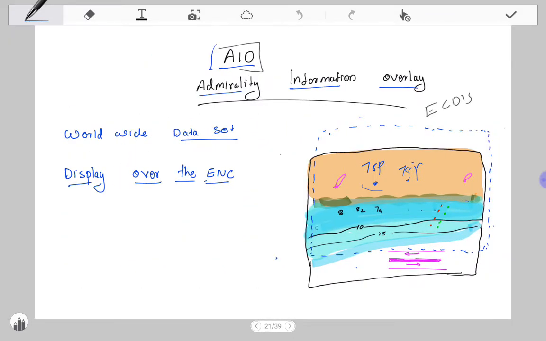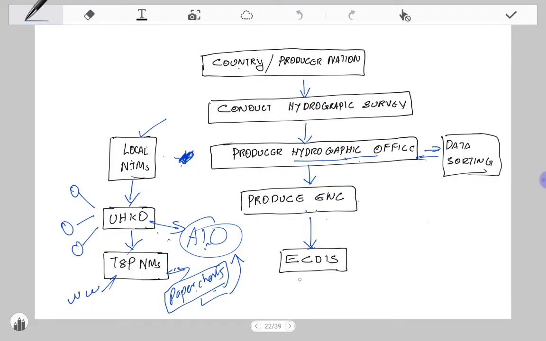In ECDIS, this AIO cell is also known as GB 0001. This is the name of the AIO cell. Like I said, some countries don't have the notices to mariners added to their ENC during production. So the AIO only needs to be used in the regions where the countries don't add their notices to mariners to their ENC.